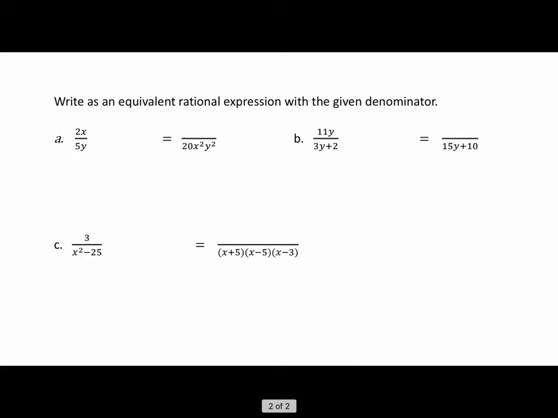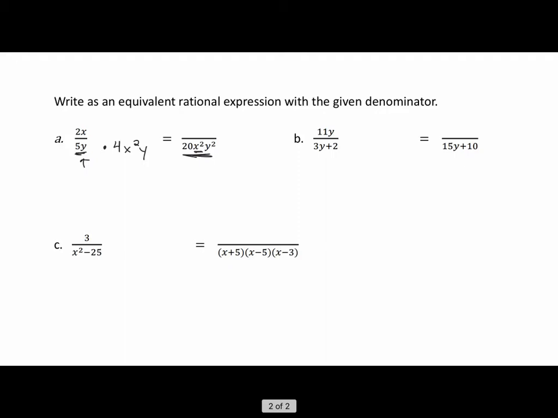So let's write some equivalent rational expressions with the given denominator, okay? So in A, we have 2x over 5y. And so my goal is to go from 5y to 20x squared y squared. So let's see what we need for the number factor. 5 times what is 20? That's 4. Now, for the x factor, we don't have any x's here, so I need x squared. And for the y factor, I have 1y, so I need another y to get to y squared. So this is what we need to multiply to get that denominator.